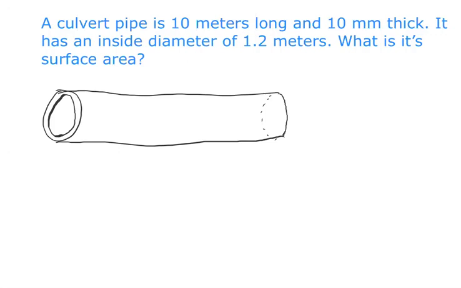Okay, so there is a round culvert pipe, possibly. And it would also be round on this side. My drawing skills are improving and still heavily lacking, but that's okay. The pipe is going away from us, apparently. So it is 10 meters in length. Okay. And it is 10 millimeters thick. And has an inside diameter of 1.2. Okay, so it's 1.2 inside diameter.